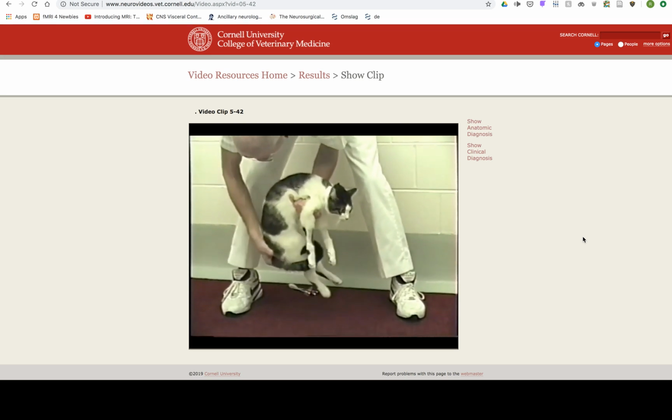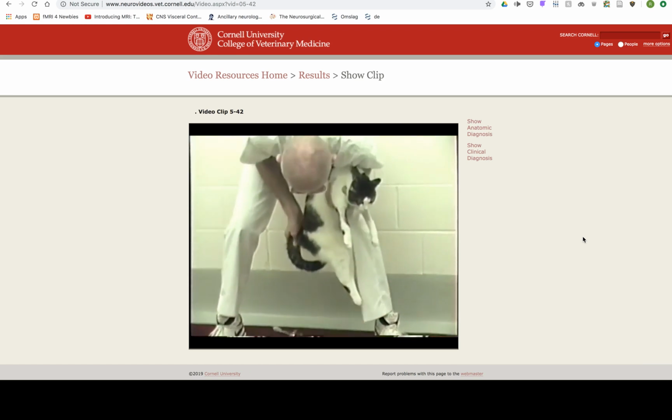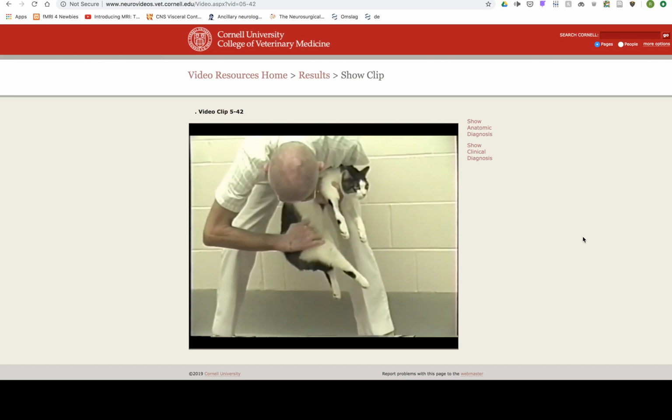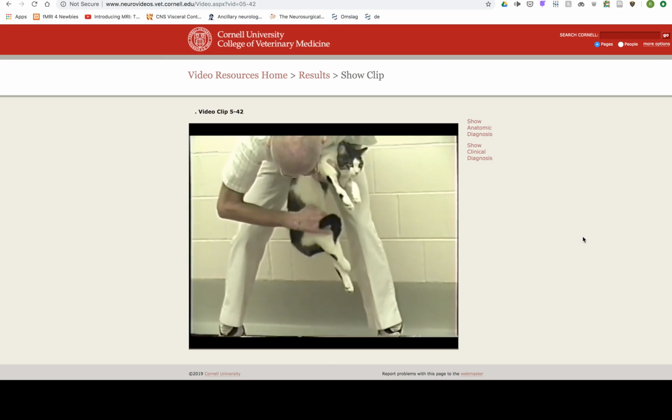NMD paraplegia, cat. Signalment: 2-year-old castrated male domestic shorthair, Simba. Chief complaint: inability to use the pelvic limbs. History: About 2 weeks before the examination shown on the video, this cat had been missing for 4 days, and when found, he was unable to use his pelvic limbs. Initially he was reluctant to move at all.